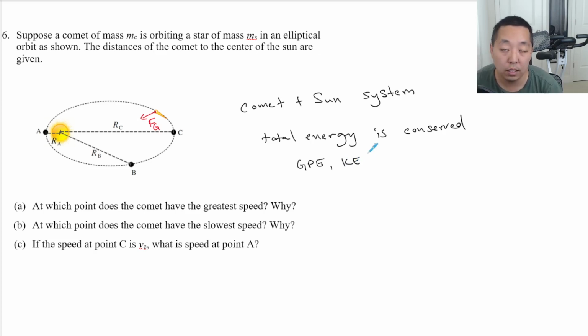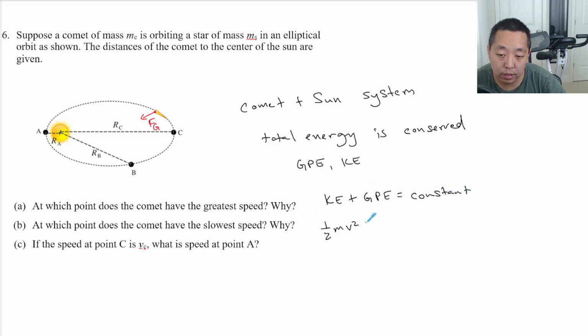Those are the two forms of energy we would talk about in such a system, since the comet has some speed. So first, the gravitational potential energy. If the total is constant, then the kinetic energy plus the gravitational potential energy equals a constant. What's the kinetic energy equation? It's 1/2 mv squared. What's the gravitational potential energy equation? When you're far away from the surface, it's not mgh, it's negative G times the mass of the star, the mass of the sun, divided by r, the distance.